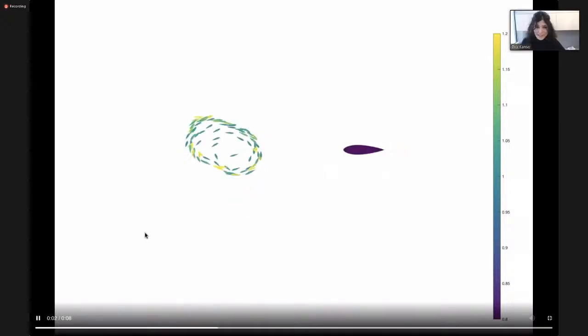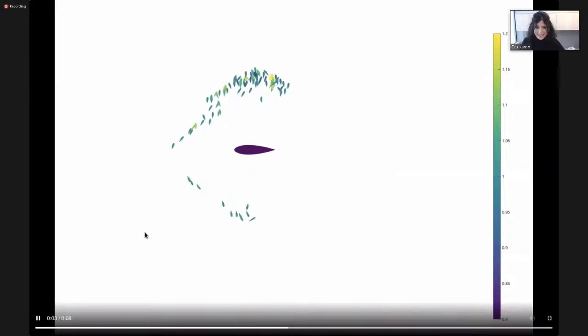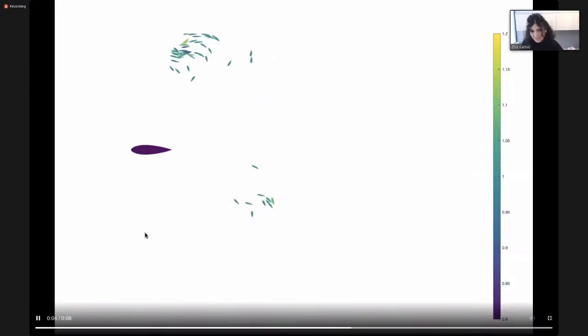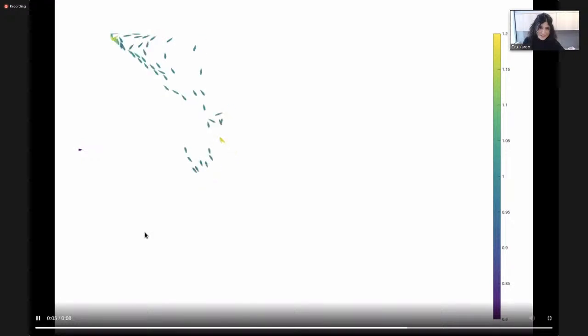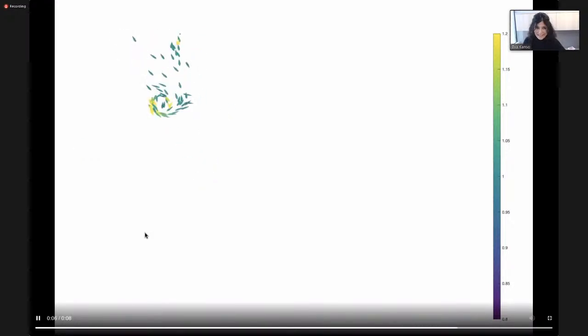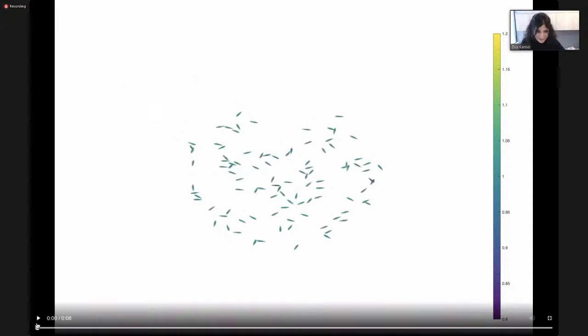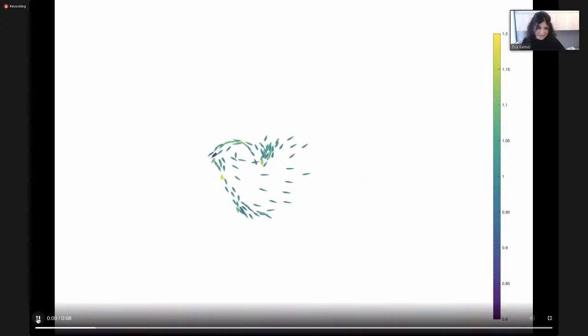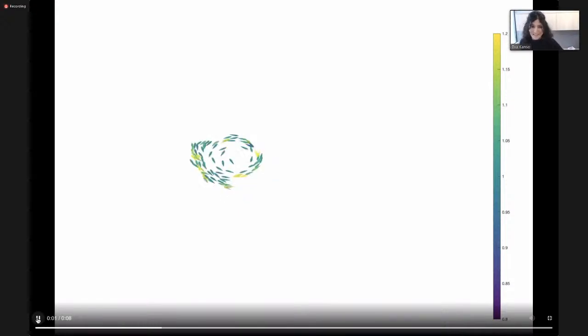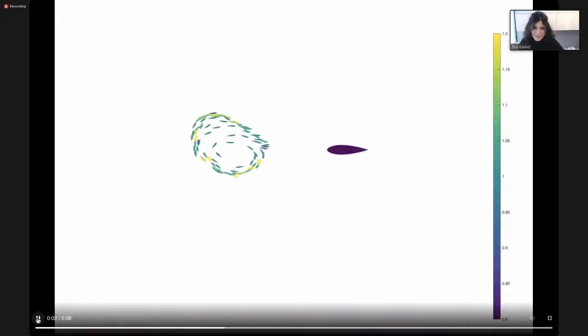Okay, so the color of the fish is their velocity. It's a very simple predator, but they are doing what they are supposed to do. They evade when it comes close, and then they come back together when it leaves. The predator motion is prescribed, it is not part of the dynamics, but the fish motion is completely emergent.